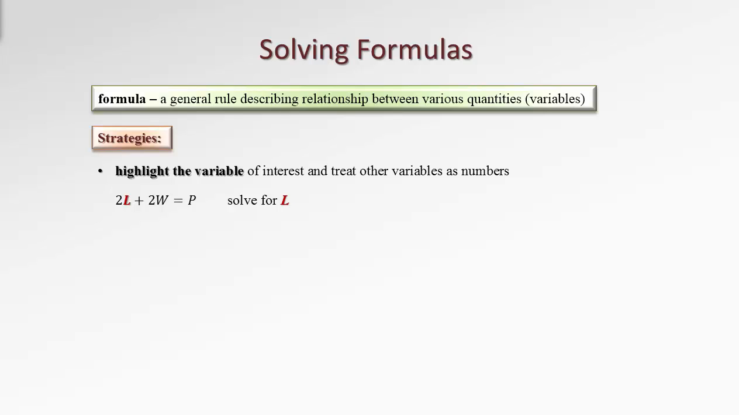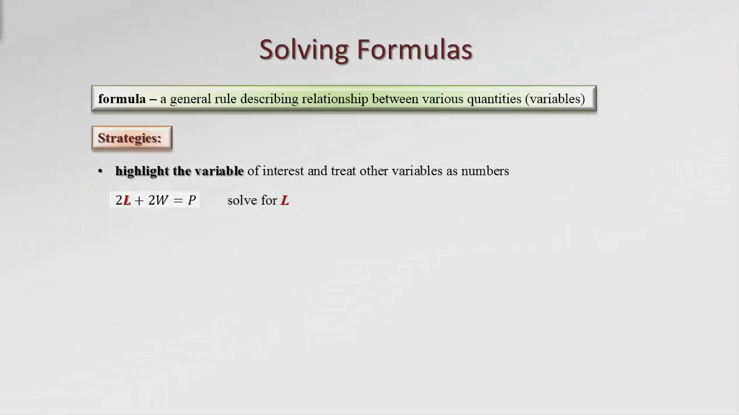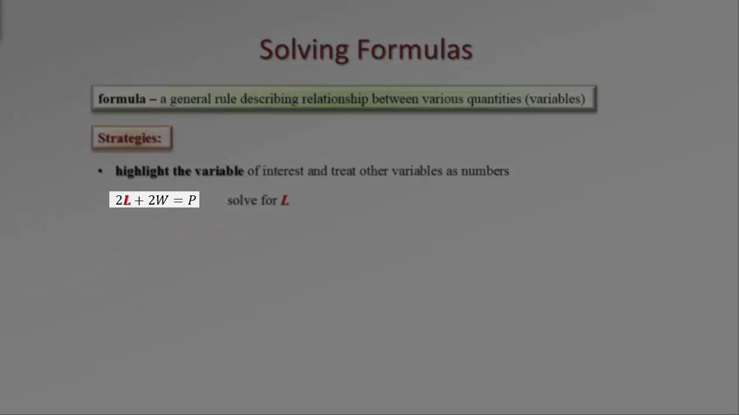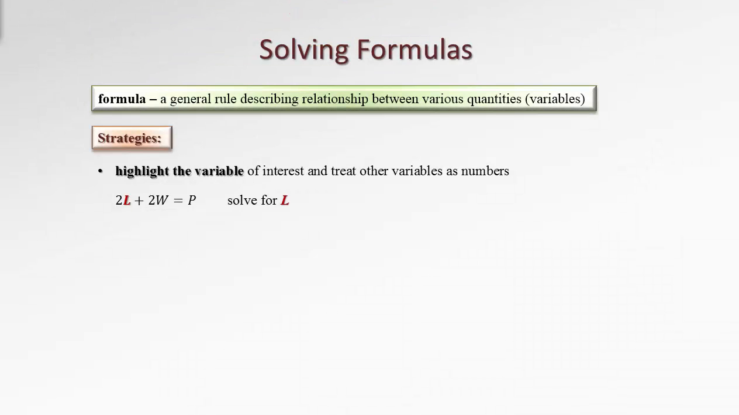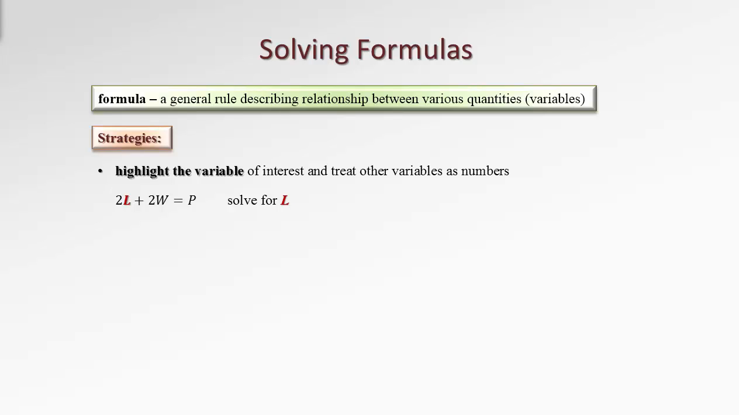The first suggestion that I will have for you is highlight the variable that you are solving for. So for example, if you would like to solve the formula 2L plus 2W equals P for L, it would be good to highlight the L. This helps us to focus our eyes and our minds on this particular variable. Pretend that everything else works like a number. So even though you see some letters here, pretend those are just regular numbers. That will make it easier to solve the formula.